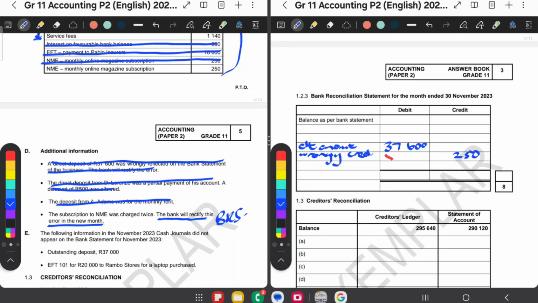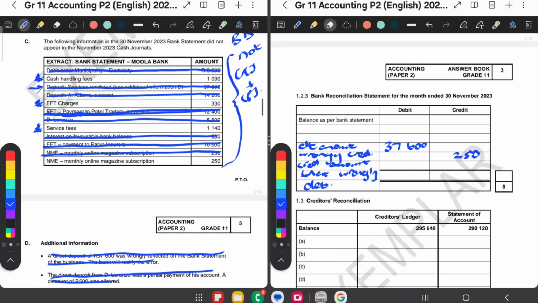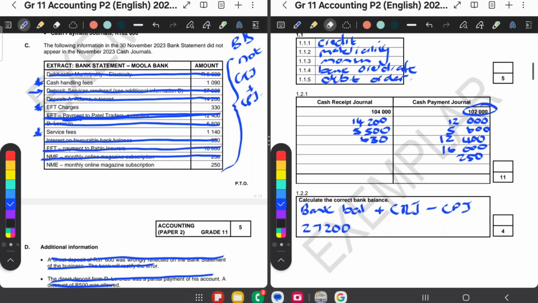And yeah, what did I just do? I credited an amount that was wrongly debited. Okay, that's what I did there. So now we are also done with this. Okay, we've dealt with that. We've dealt with everything in here except the bank charges. So bank charges goes to the CPJ.